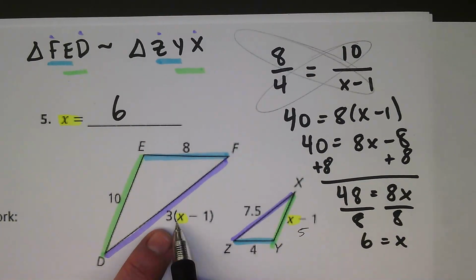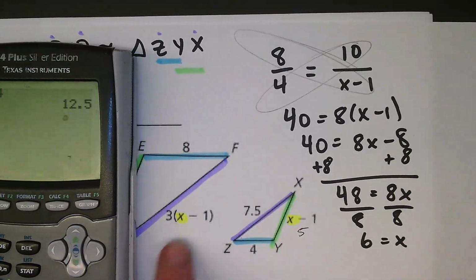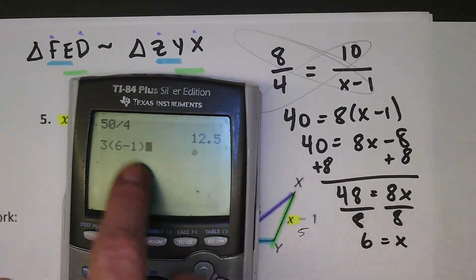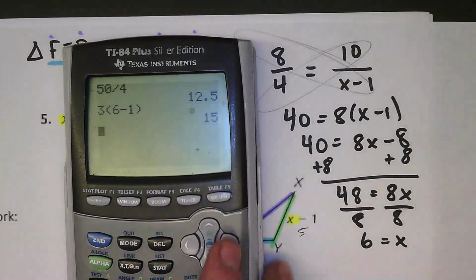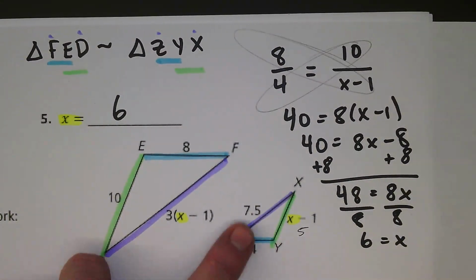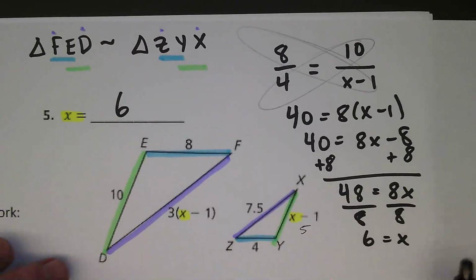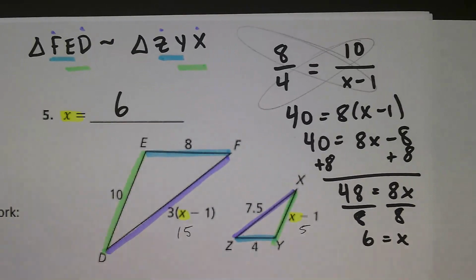And then if I do it here with the purple, if I plug in my 6, I'm going to do this on the calculator. I don't really need to, but I'm going to anyway. So it's going to be 6 minus 1. I'm just typing my X equals 6 into this expression here. That's giving me 15. 15 corresponds to the 7.5, and 7.5 doubled is 15, right? If this is 15, it does work that it is doubled. Okay, so X equals 6 is fine.